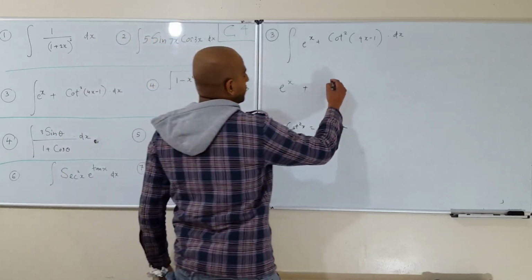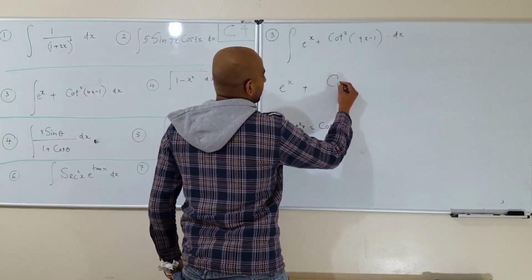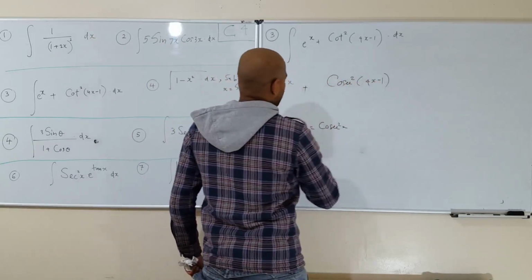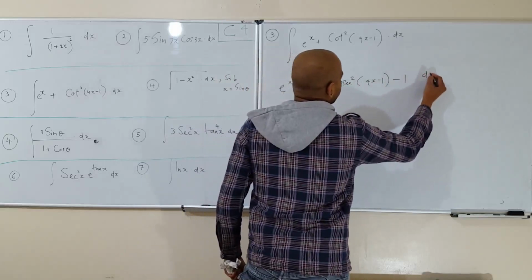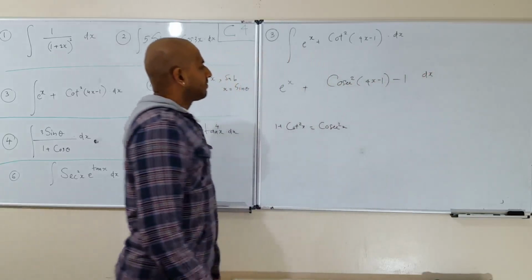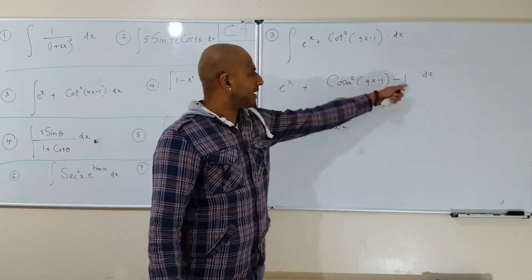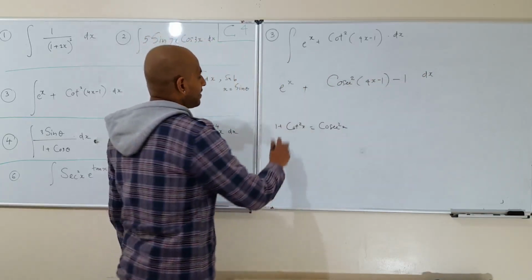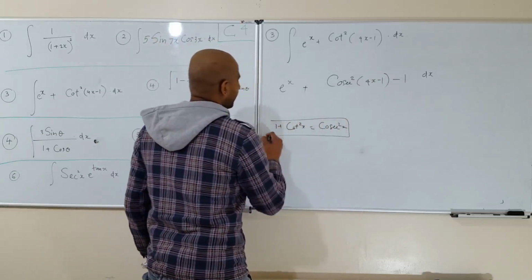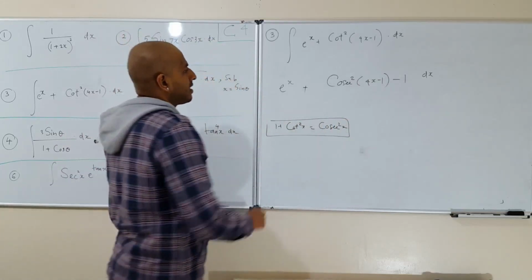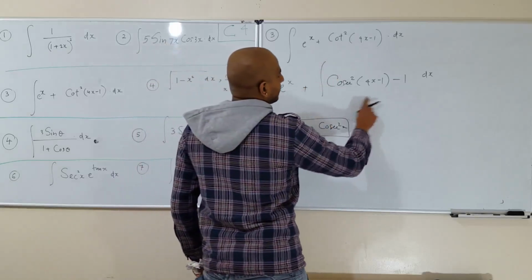So I can rewrite this as cosec squared (4x minus 1) minus 1 dx, because x can be replaced by 4x minus 1 and the 1 remains 1. So basically we've been using this idea. Now we can integrate that.